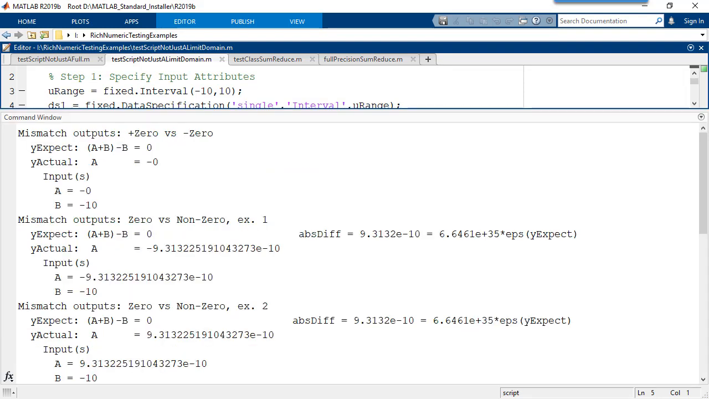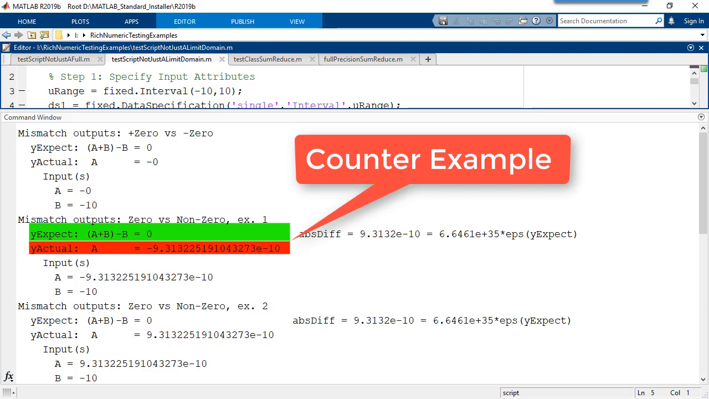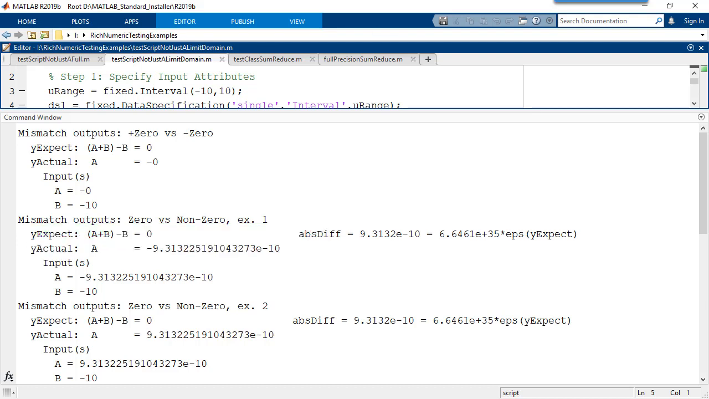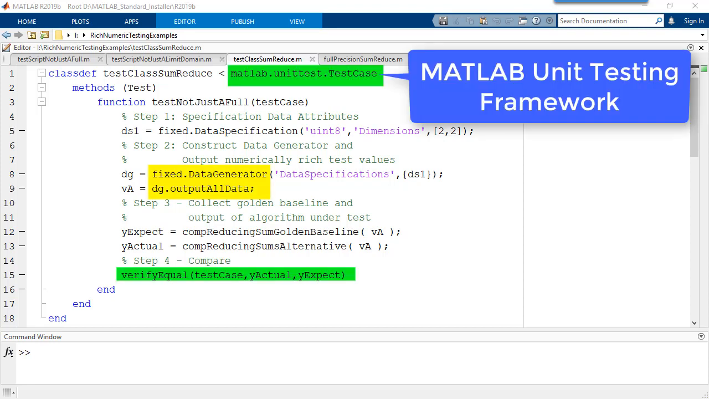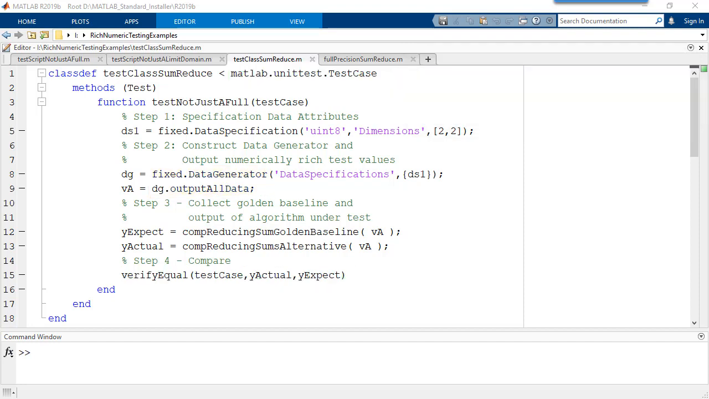It again produces many counterexamples. The data generator has the smarts to include values that push the input data types to their precision extremes, thus exposing flaws as shown here. Let's run one last flaw detection experiment, but with a twist. We'll step up our game by combining the power of data generator with the excellent unit testing framework provided with MATLAB. The goal of the algorithm is to losslessly compute the sum of all elements in an integer matrix.